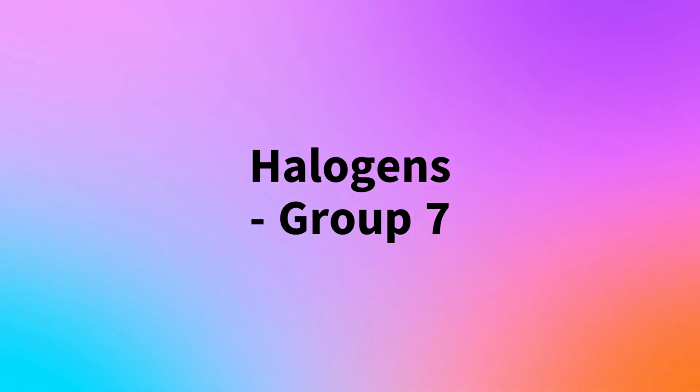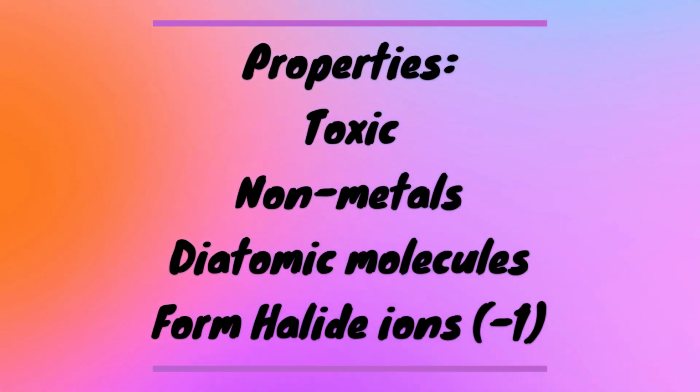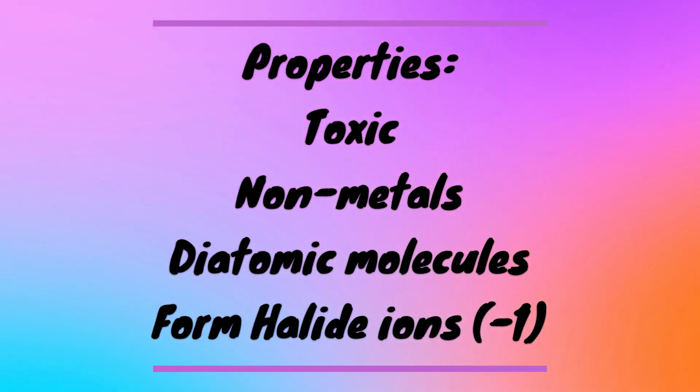Okay, now we're going to look at the halogens. This is group 7, and there's some properties that we need to be aware of. All halogens are toxic. They are non-metals, and they are diatomic molecules. They are formed in pairs. So fluorine, chlorine, bromine, iodine, astatine, and tennessine are all going to be in 2. So we're going to have F2, Cl2. They're diatomic molecules. They only exist, essentially, for our GCSE in pairs as 2s, okay?